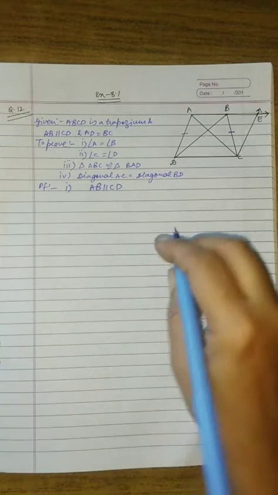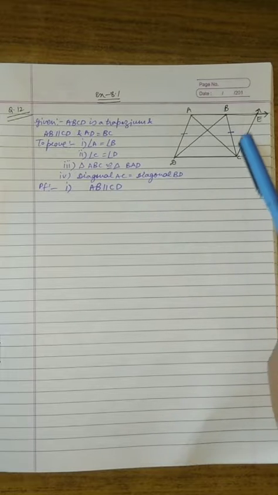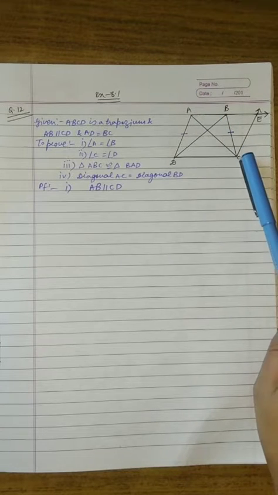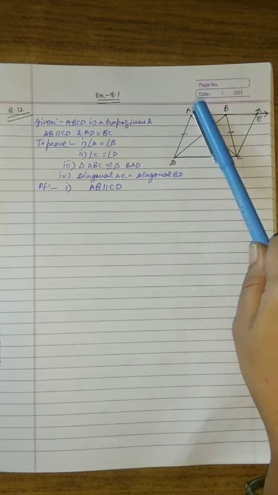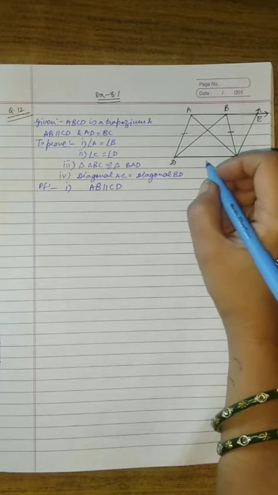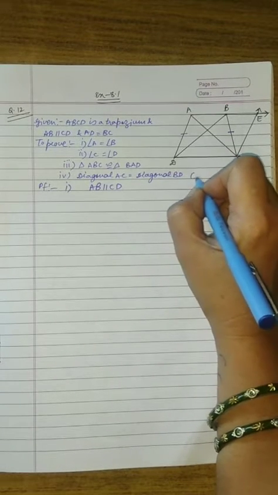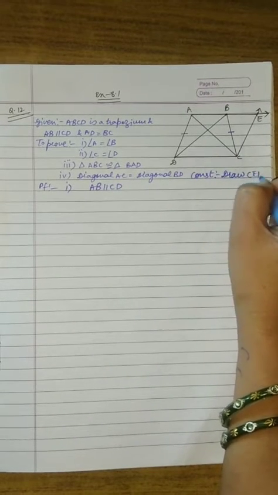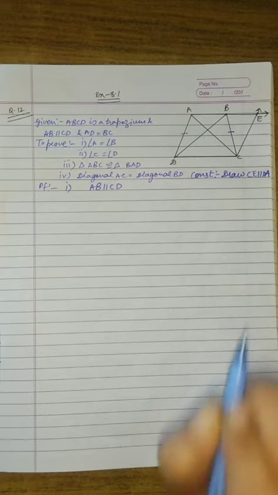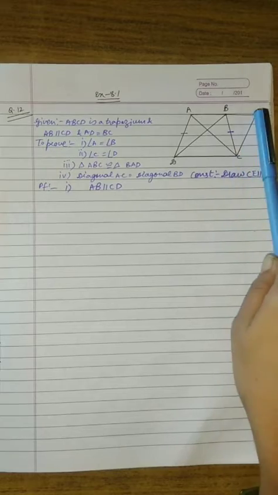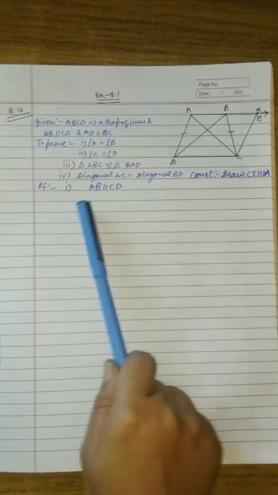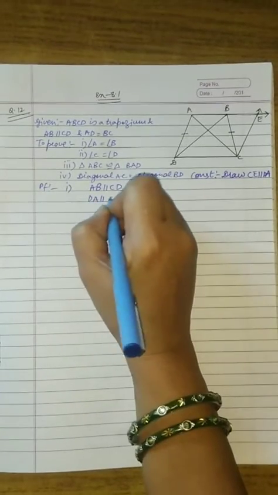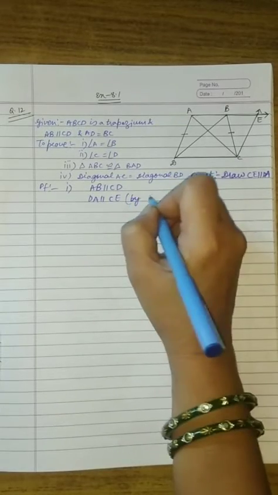and in this question we have drawn a line CE parallel to DA. Line CE parallel to DA. So we will write here construction also. Construction, draw CE parallel to DA. So when we draw CE parallel to DA, it means already we are given AB is parallel to CD. Now DA is parallel to CE by construction.